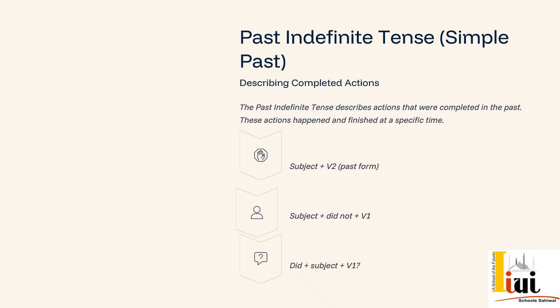And interrogative sentence. Interrogative sentences are used to ask questions about a completed action in the past. Its sentence structure is: did is used at the beginning of the sentence and then the first form of the verb is used after the subject. For example, did I go to the park?